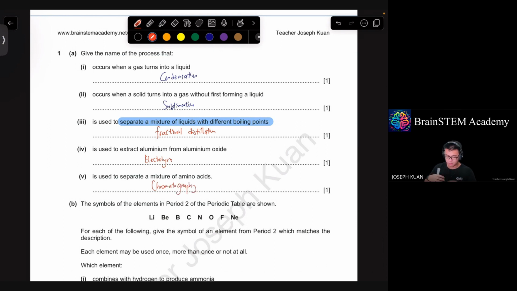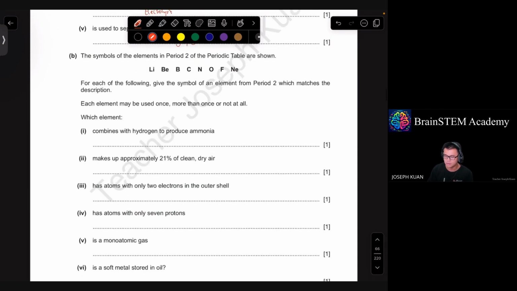All right. Question B. The symbols of the elements in period 2 of the periodic table are shown. For each of the following, give the symbol of an element from period 2 which matches the description. Each element may be used once, more than once, or not at all. Which element combines with hydrogen to produce ammonia?